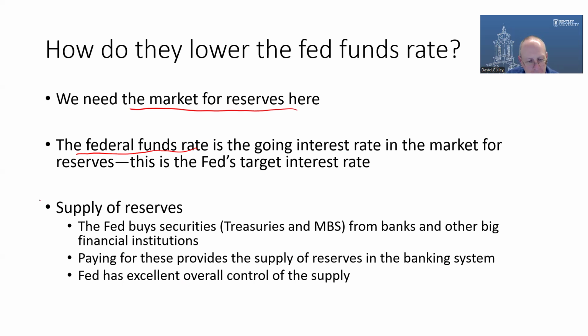So let's first look at supply. So where does the supply of reserves come from? Supply of reserves comes from the Fed when they buy securities. So the Fed undertakes open market operations where they buy U.S. Treasury securities and mortgage-backed securities from banks and other financial institutions.